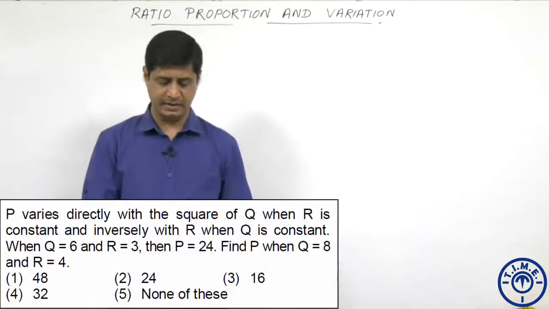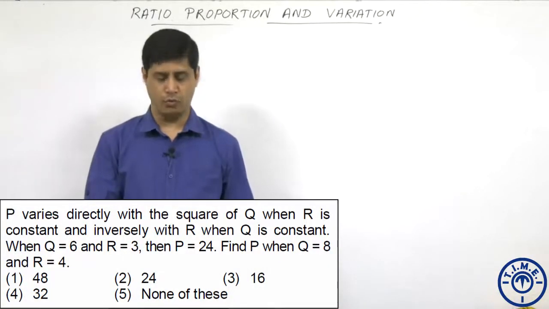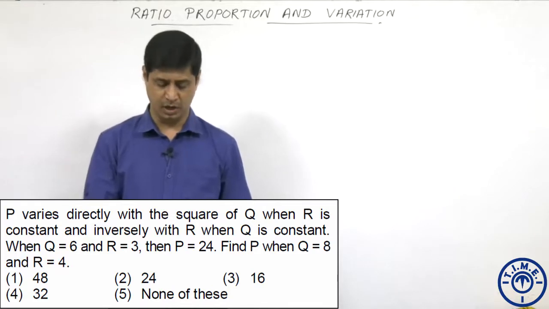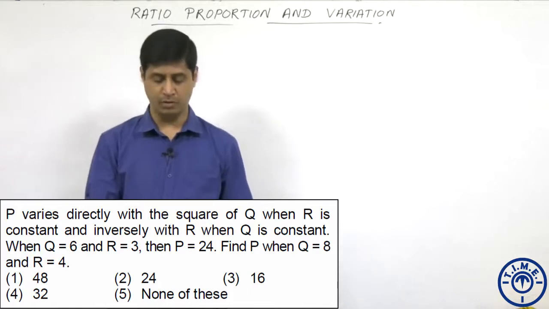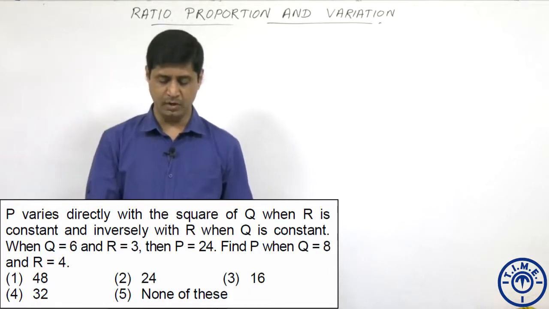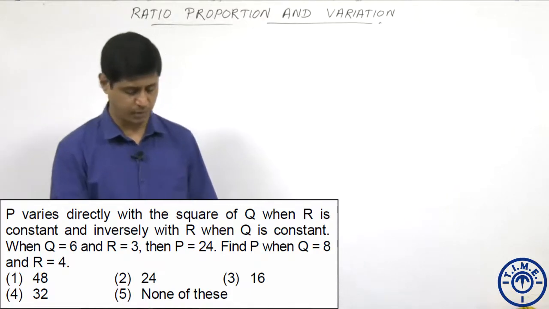P varies directly with the square of q when r is a constant, and inversely with r when q is a constant. When q is equal to 6 and r is equal to 3, then p is equal to 24. Find p when q is equal to 8 and r is equal to 4.